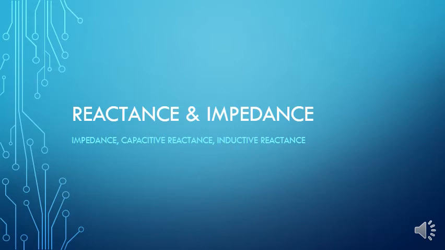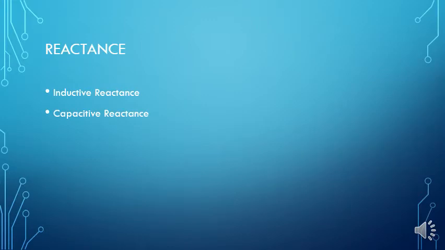Today our topic of discussion is reactance and impedance. It is basically impedance and reactance related to the existence of capacitors, inductors and resistors in our circuit. Basically reactance is of two types, inductive reactance and capacitive reactance.